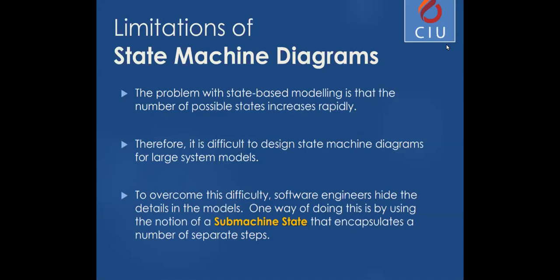Some of the details should be hidden. One way of doing it is to use the submachine state that encapsulates a number of separate steps. So basically, it allows you to divide a state that is too complex into substates so you can understand how this is going to work. That is the purpose of this submachine state.